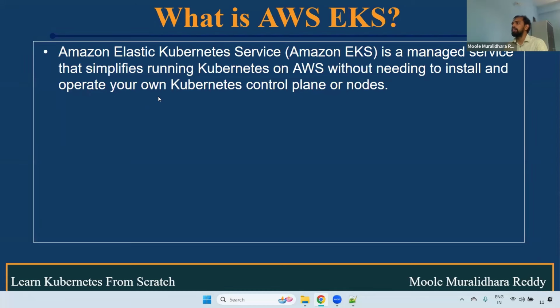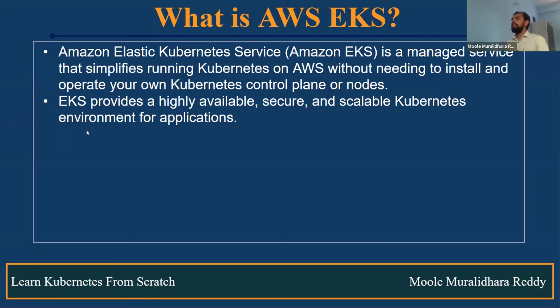Remember, guys, if you use AWS EKS, this control plane will be taken care of by the AWS team. You don't want to install or manage your control plane; everything is taken care of by the AWS team only. We just need to take care of the worker nodes. EKS provides a highly available, secure and scalable Kubernetes environment for applications. It will maintain high availability, security, and scalability also.